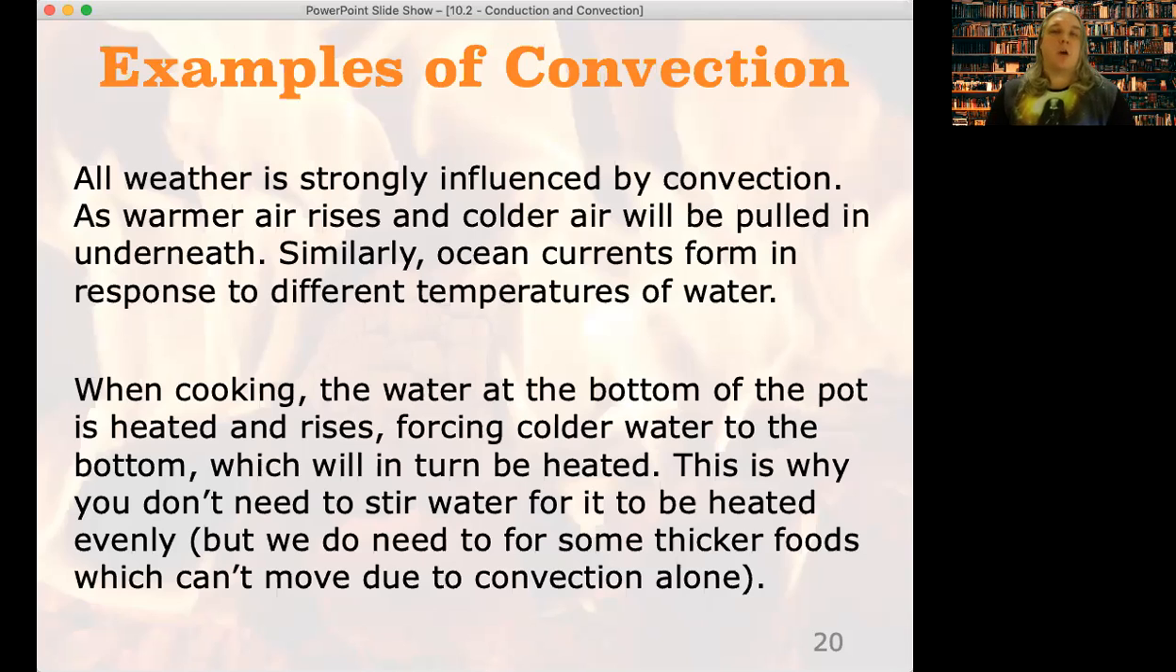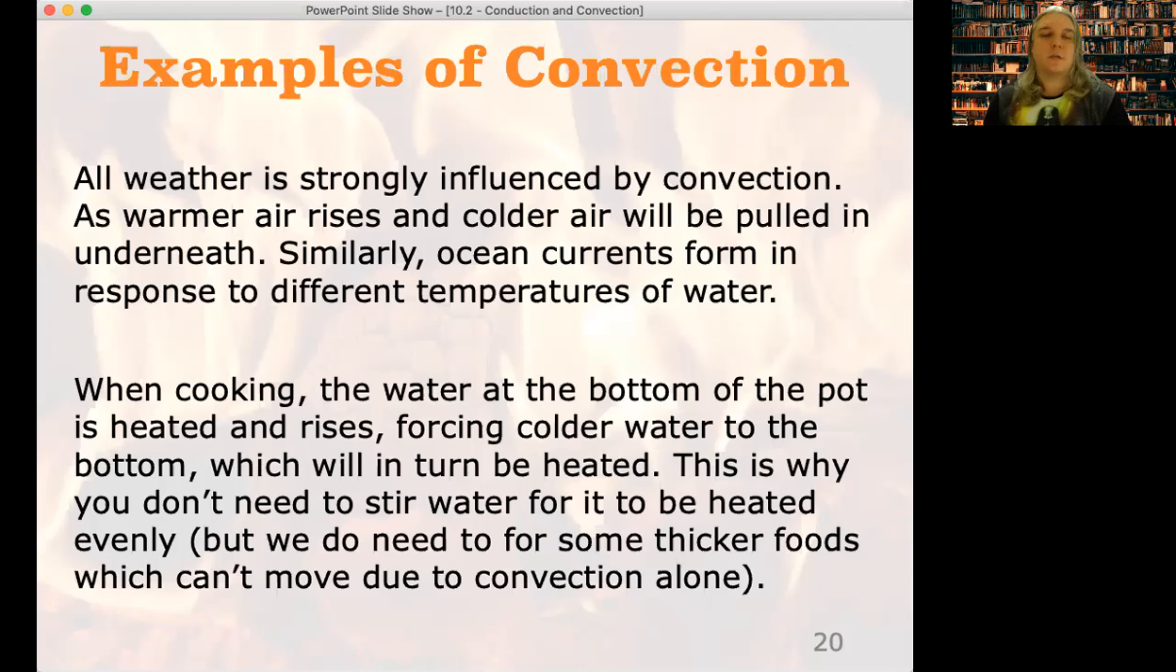And closer to home, well, not closer to home, weather's everywhere, that's perfectly close to home, but inside your home, when you're cooking, you have water in a pot. The water at the bottom will heat up, rise up, and then the cold water will go down to the bottom, that'll heat up, rise up, and so on and so on, and so you're actually just stirring itself. That's why we don't need to stir water in order to heat it up.